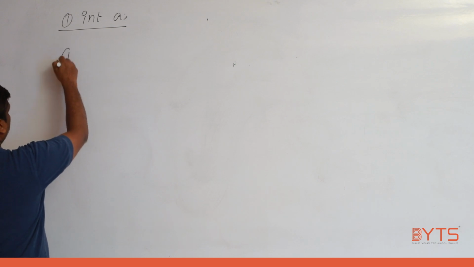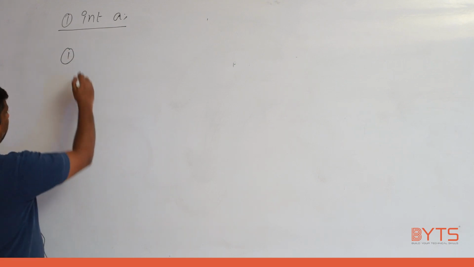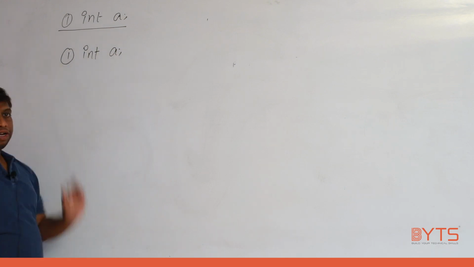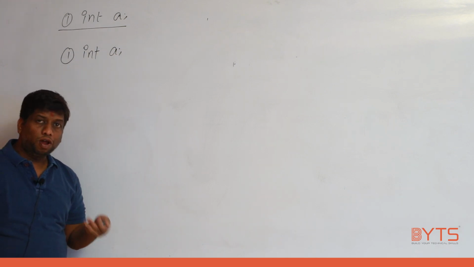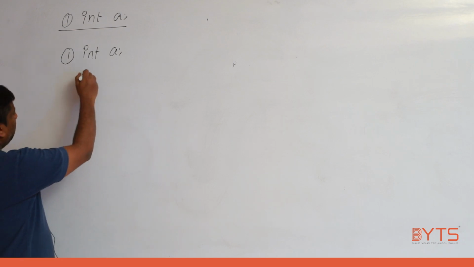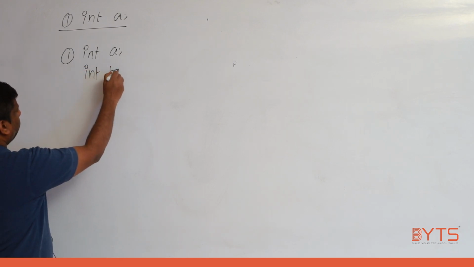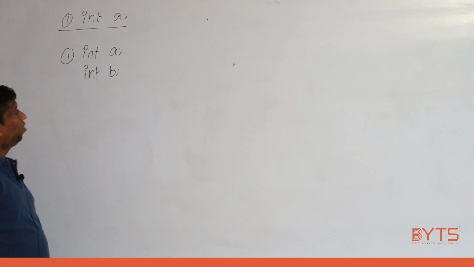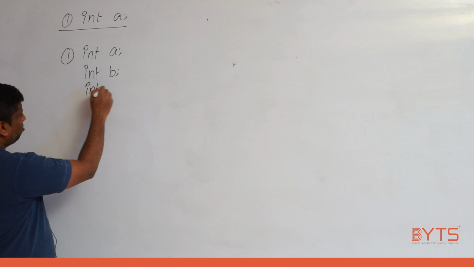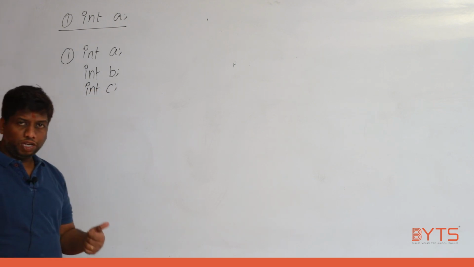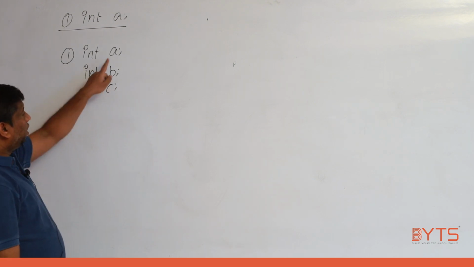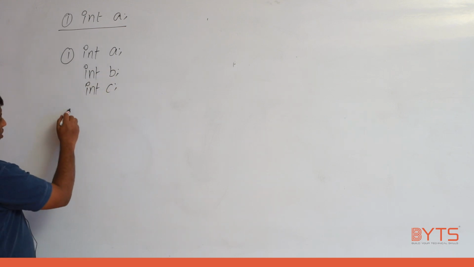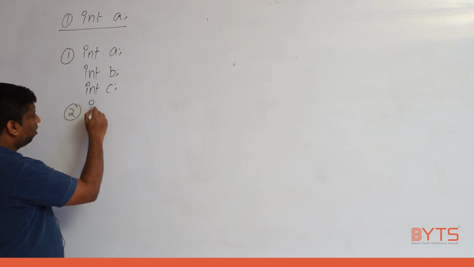First point. Try to understand. Now I am writing int A. What is the meaning of this statement? A is a variable of integer type. Now I am writing int B. What is the meaning of the statement? B is a variable of integer type. Now again I am writing int C. What is the meaning of the statement? C is a variable of integer type. Now tell me, A, B, C are what type? Integer type.